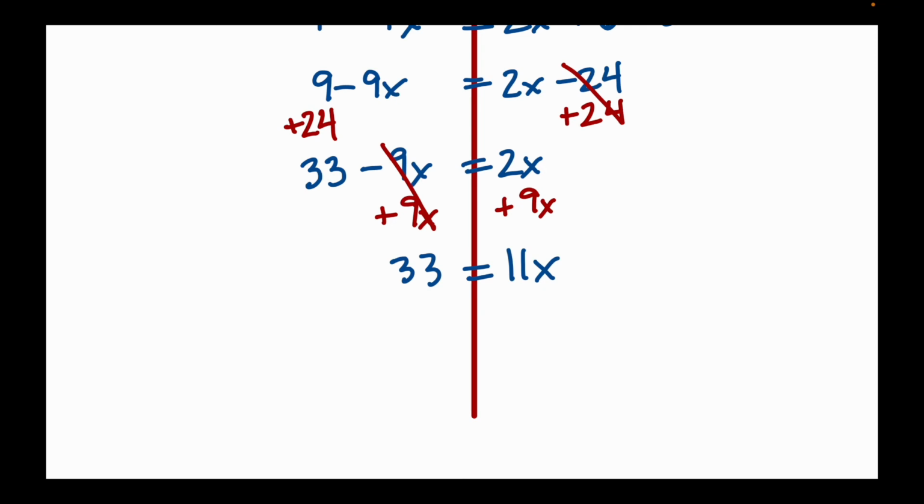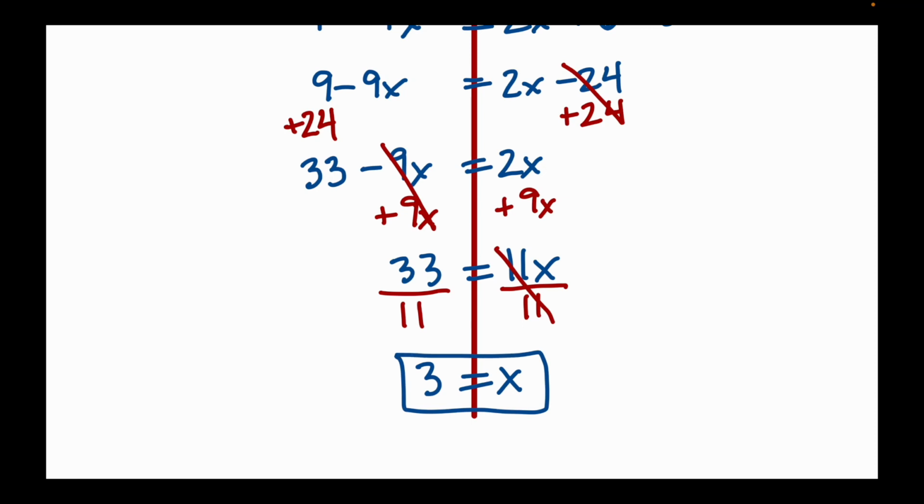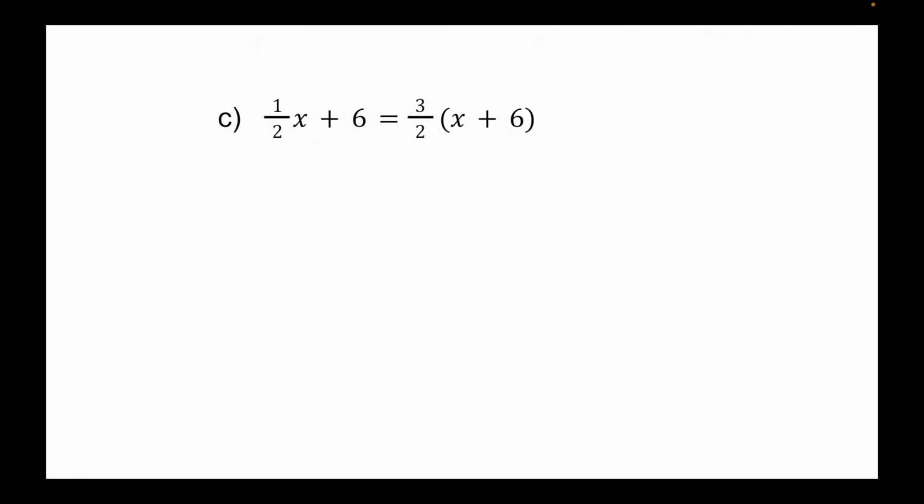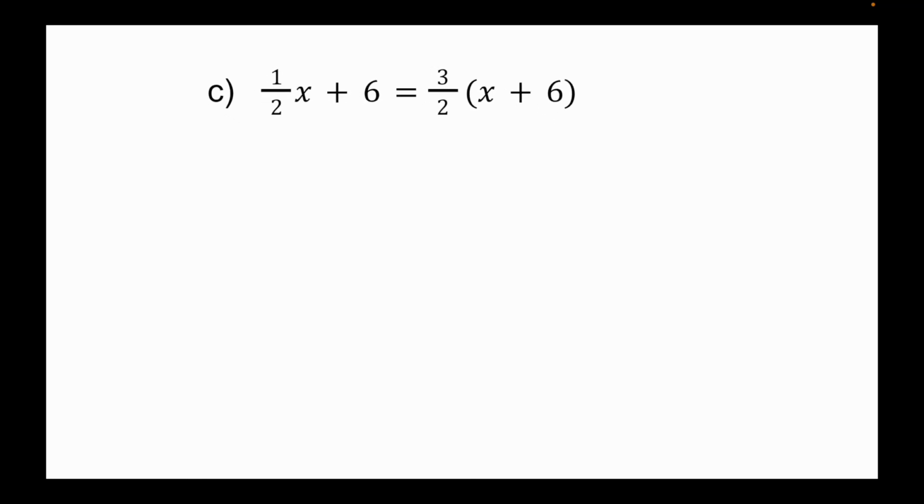And if you notice the pattern from the last one, when we had a duplicate number and we divided by 11, it gave us a whole number here. That's going to be the same thing. We're going to end up with +3 is equal to x when we divide both sides by 11. And that's A and B. Let's go down to question C. This one deals with some fractions, but in a slightly different way than we saw before.